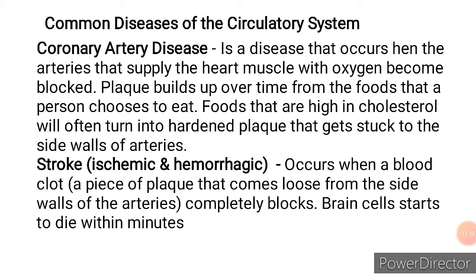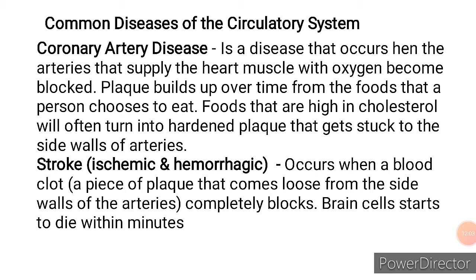The second one is stroke. Stroke occurs when a blood clot completely blocks the passage of oxygen-rich blood to the brain. So when the brain does not receive enough oxygen, a part of the brain will be damaged, and that leads to stroke. It can be a cause here, and you also find it as a cause under the nervous system.